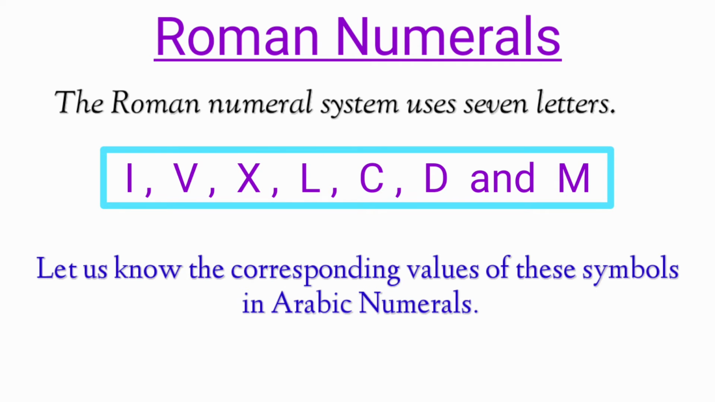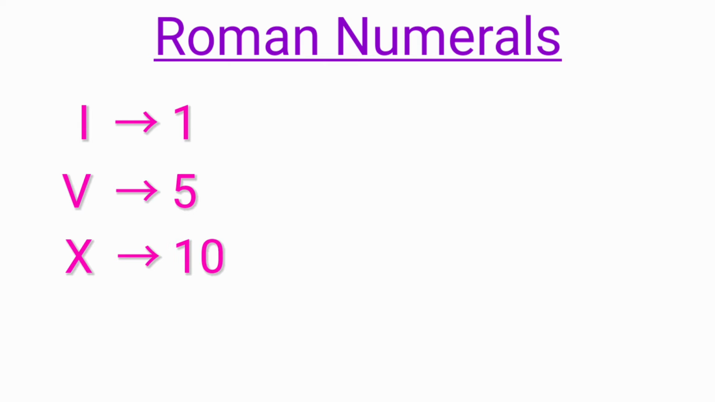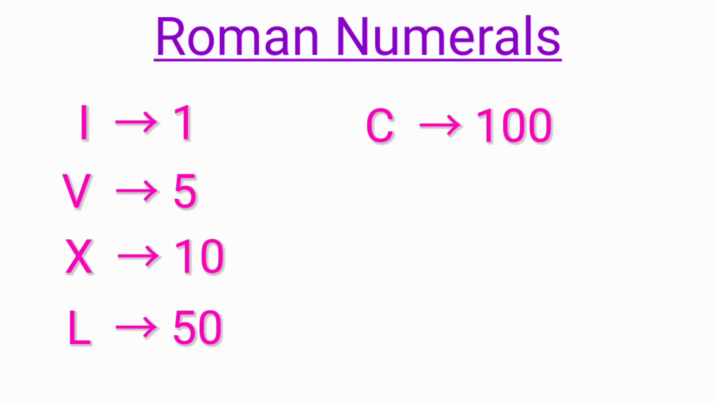Let us know the corresponding values of these symbols in Arabic numerals. Value of I is 1, V 5, X 10, L 50, C 100, D 500, M 1000.